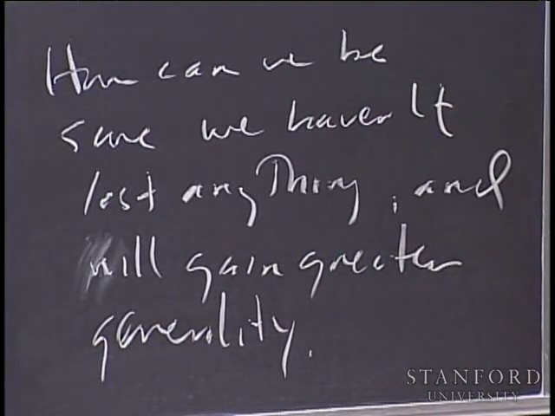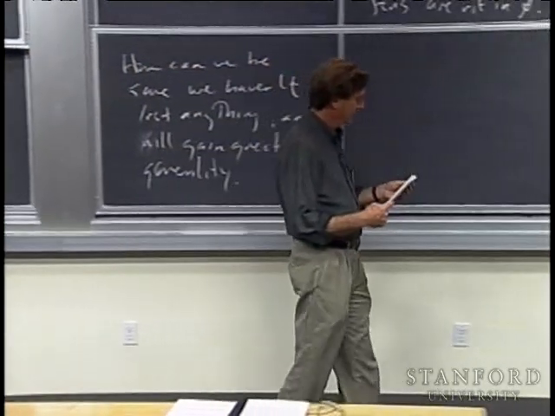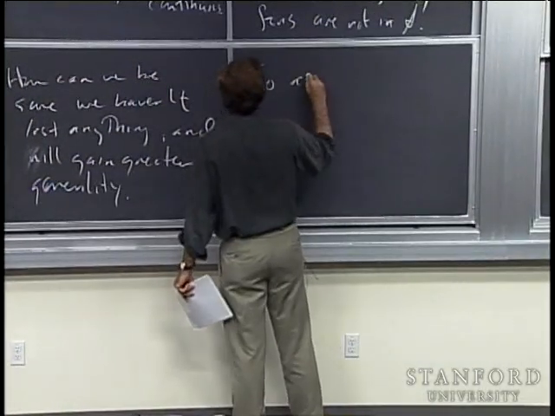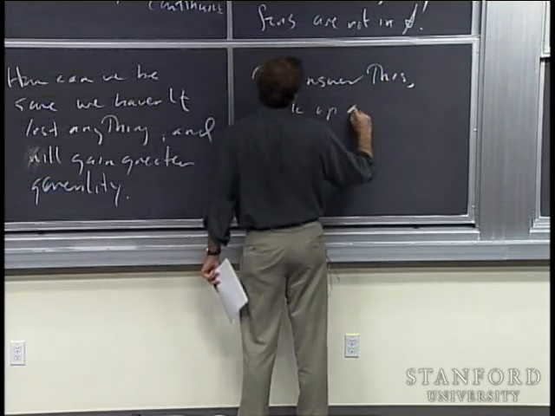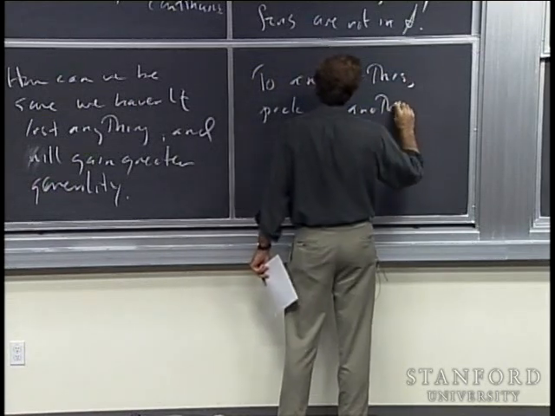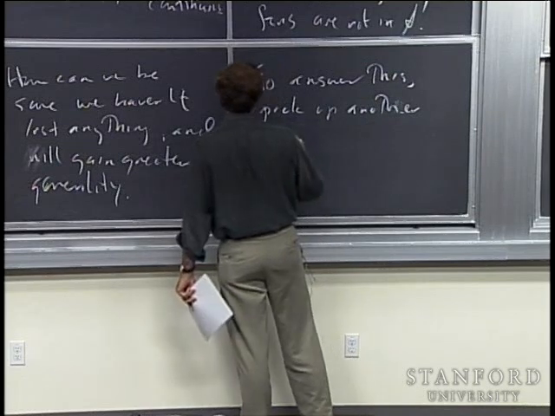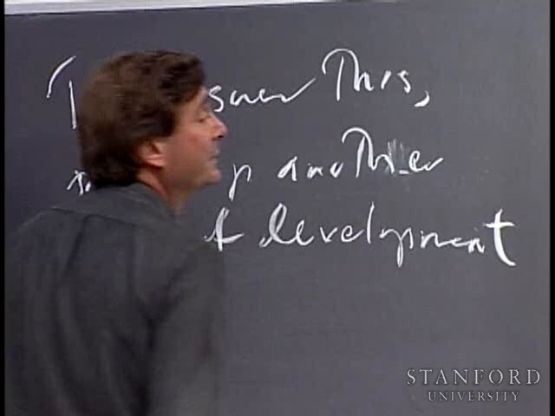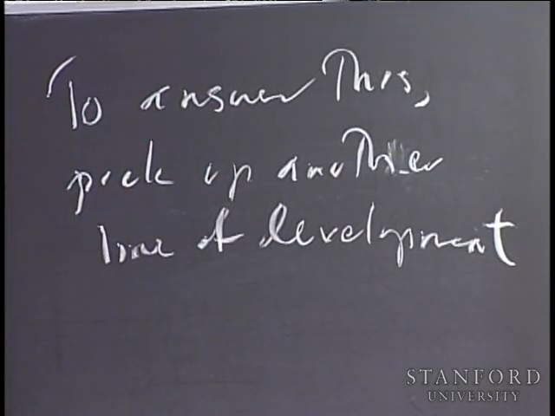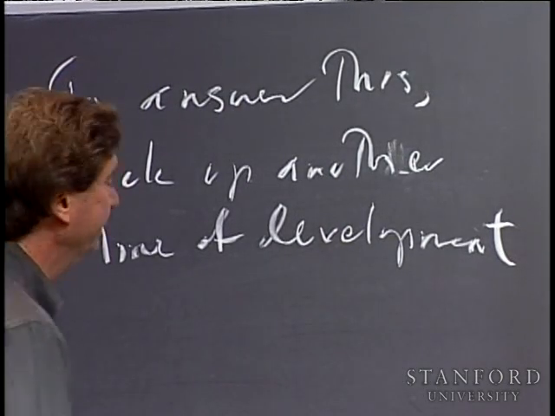But answering that question causes us to take up another strain of development that was happening around the same time. All right, so to answer this, we have to pick up another line of development. The two will come together triumphantly, but only after we follow this path for a little while. And that is delta functions and so on and so on.